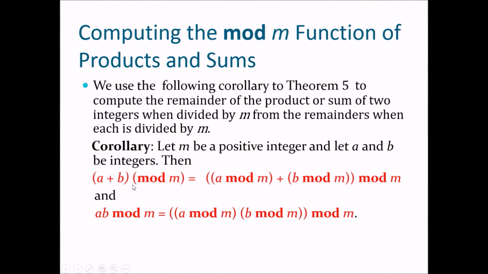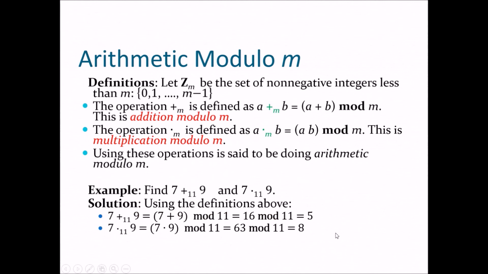Now what does this represent? This represents the remainder when we divide a plus b by m. And this is equal to a mod m, that is the remainder when we divide a by m, plus the remainder when we divide b by m, all mod m. Okay, and ab mod m is equal to (a mod m) times (b mod m), mod m, right?